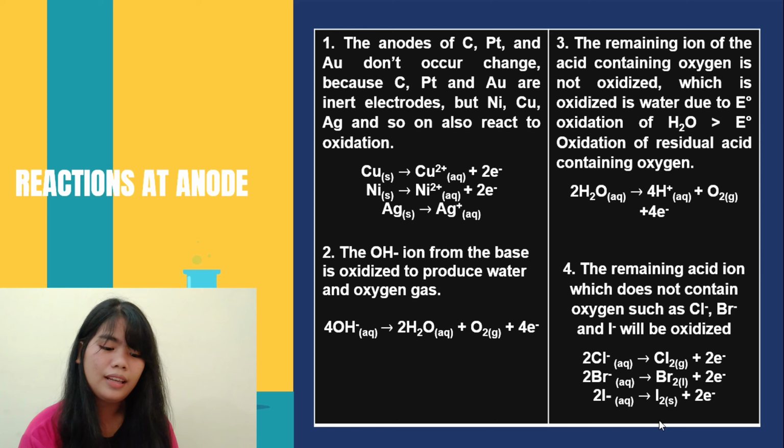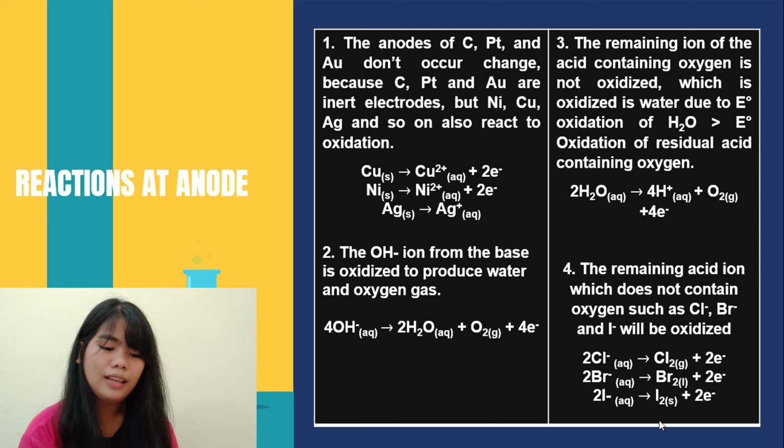And how about the reaction at anode? You can see, first, the anodes of carbon, platinum and gold don't undergo change because they are inert electrodes. But nickel, cupric ion and silver and so on also react to oxidation. You can see the reaction there. And second, the hydroxide ion from the base is oxidized to produce water and oxygen gas. You can see the reaction there.